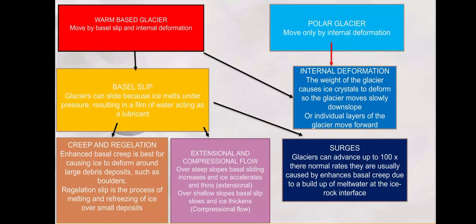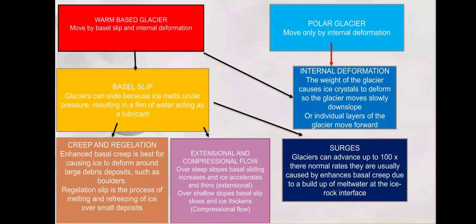So we have also another, extensional and compressional flow. Over steep slopes, basal sliding increases and ice accelerates and thins. Okay, over shallow slopes, basal slip slows and ice thickens. This is the compressional flow. So we have also here the polar glacier, which moves only by internal deformation. The weight of the glacier causes ice crystals to deform, so the glacier moves slowly downslope, or individual layers of the glacier move forward. So it still falls under warm-based glacier.